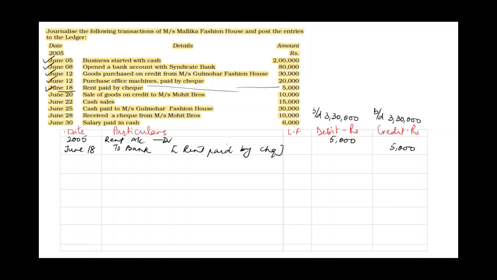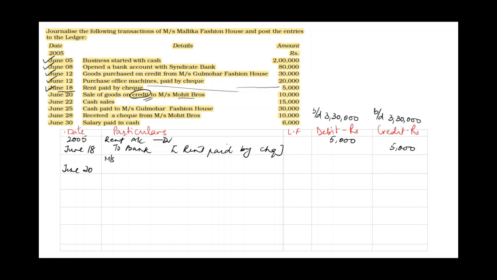Now next is June 20th. So June 20th. Sale of goods on credit to Messrs. Mohit Brothers. See, you have sold on credit. And in case there was no cash or check and this credit was not mentioned, and it was told that sale of goods to Messrs. Mohit Brothers, you know it is credit, because cash and check is not mentioned. So Mohit Brothers has to pay me. So either I will say cash account debit, bank account debit. If that is not there, I will say Mohit Brothers account debit.